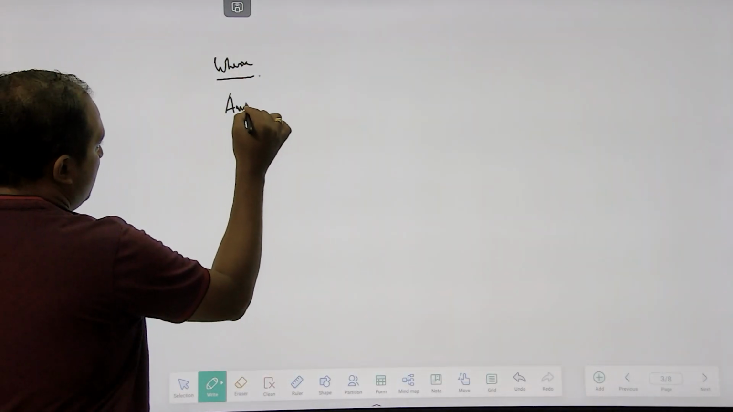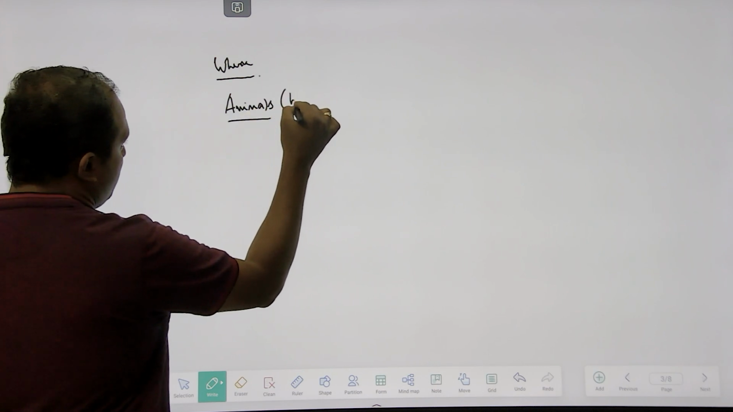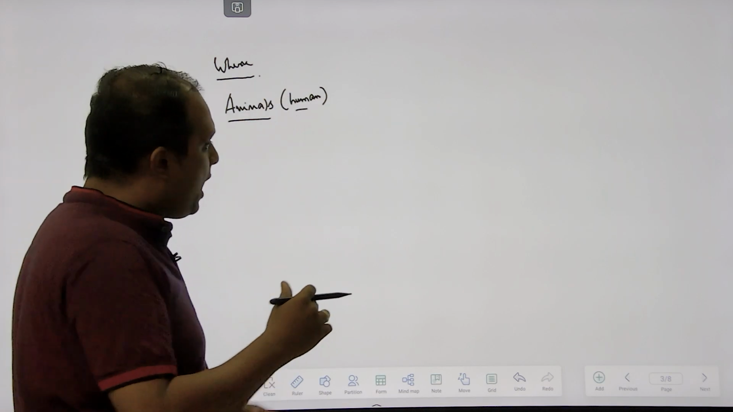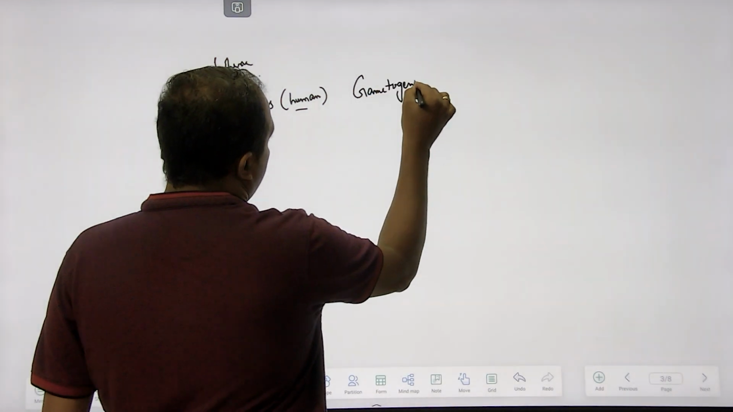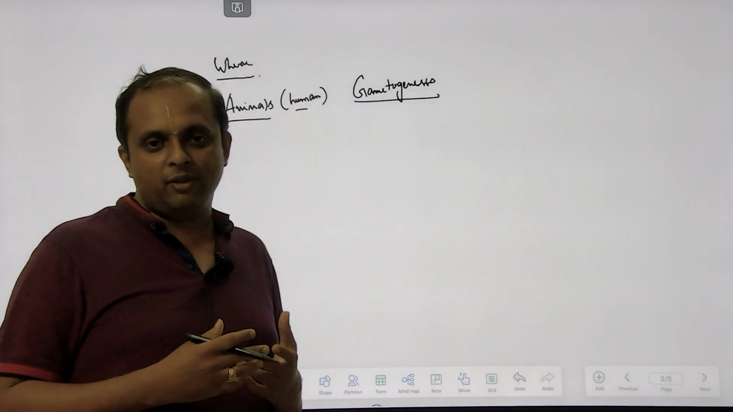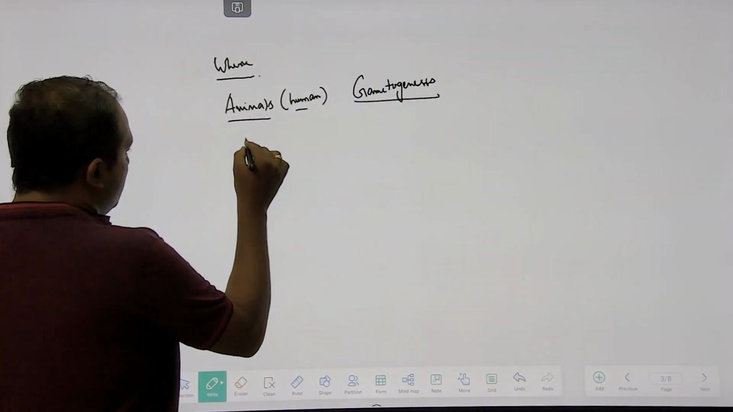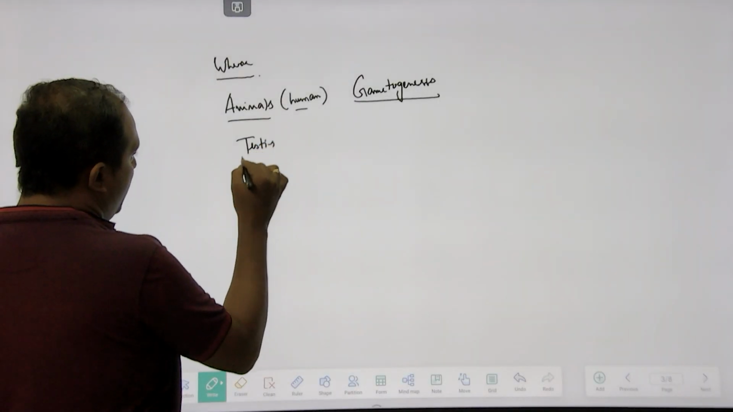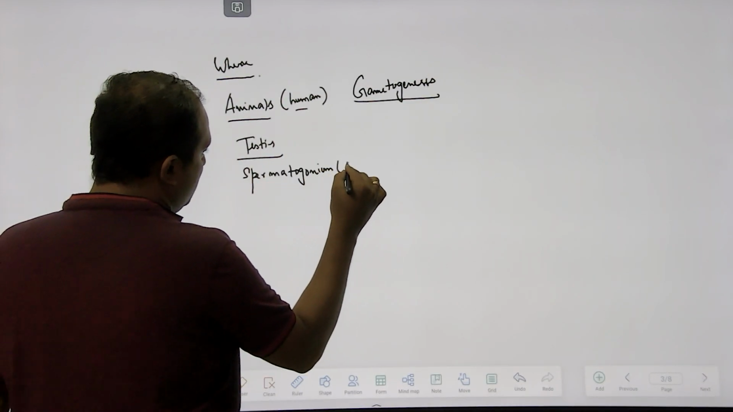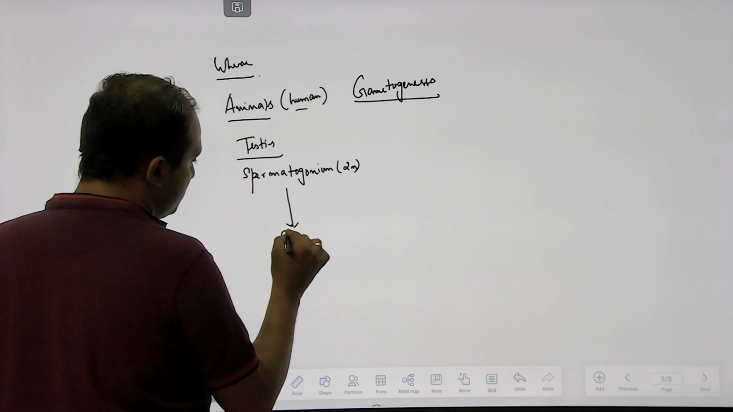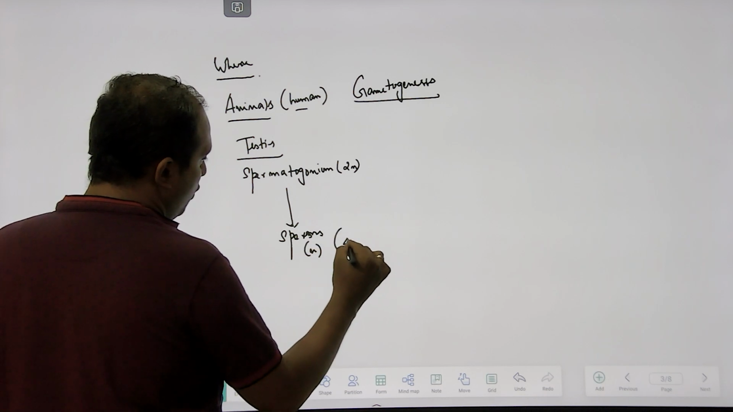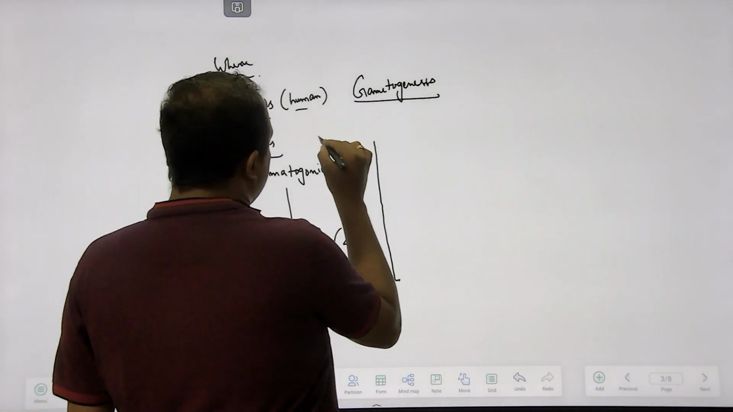So let's take the case of animals, let us take humans. In humans, generally meiosis happens during gametogenesis. Genesis means formation, gamete means male gamete and female gamete, so gametogenesis. In that case, if you take the testis in case of male, there is going to be spermatogonium, which is nothing but a diploid cell which produces sperms or spermatids, which are haploid and 4 in number. Similarly, this is in case of male.